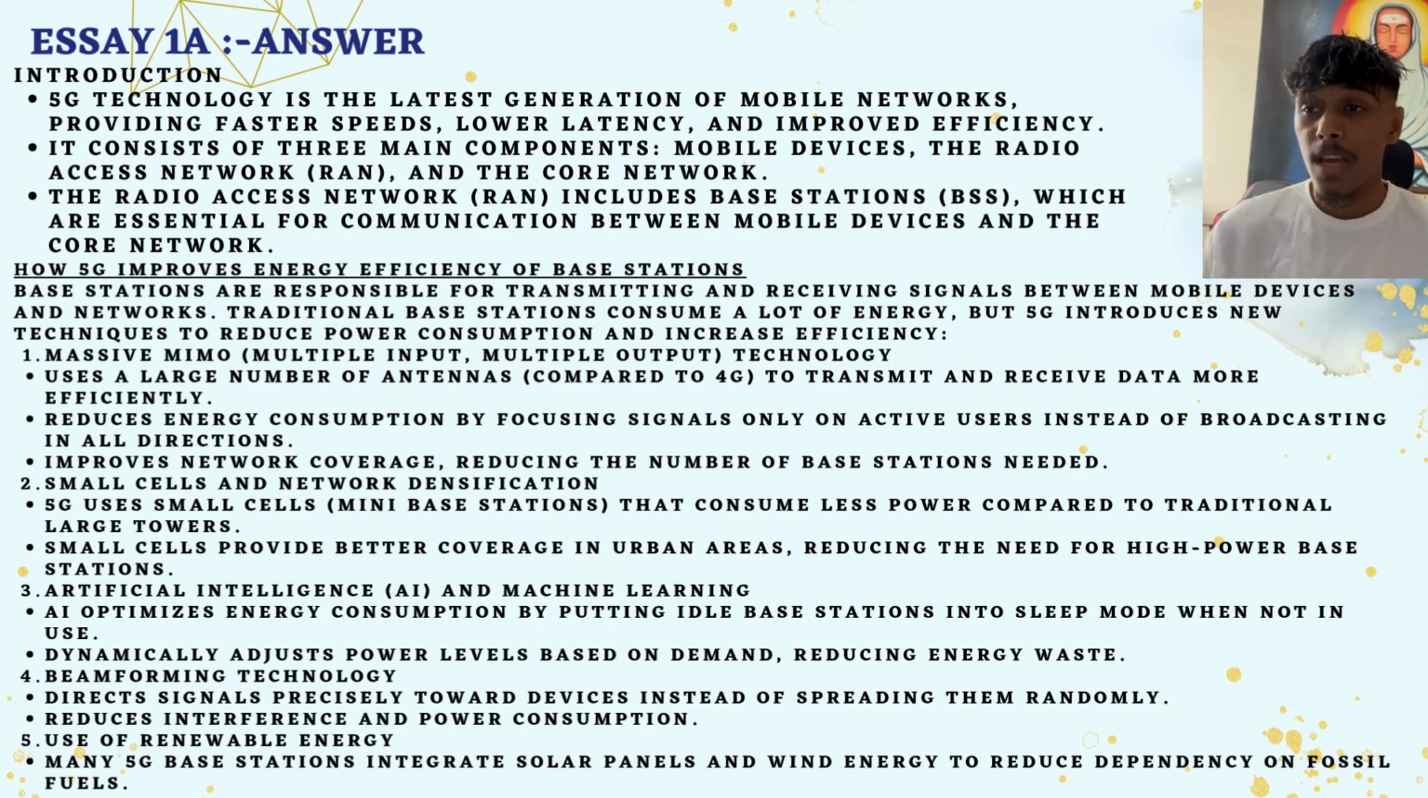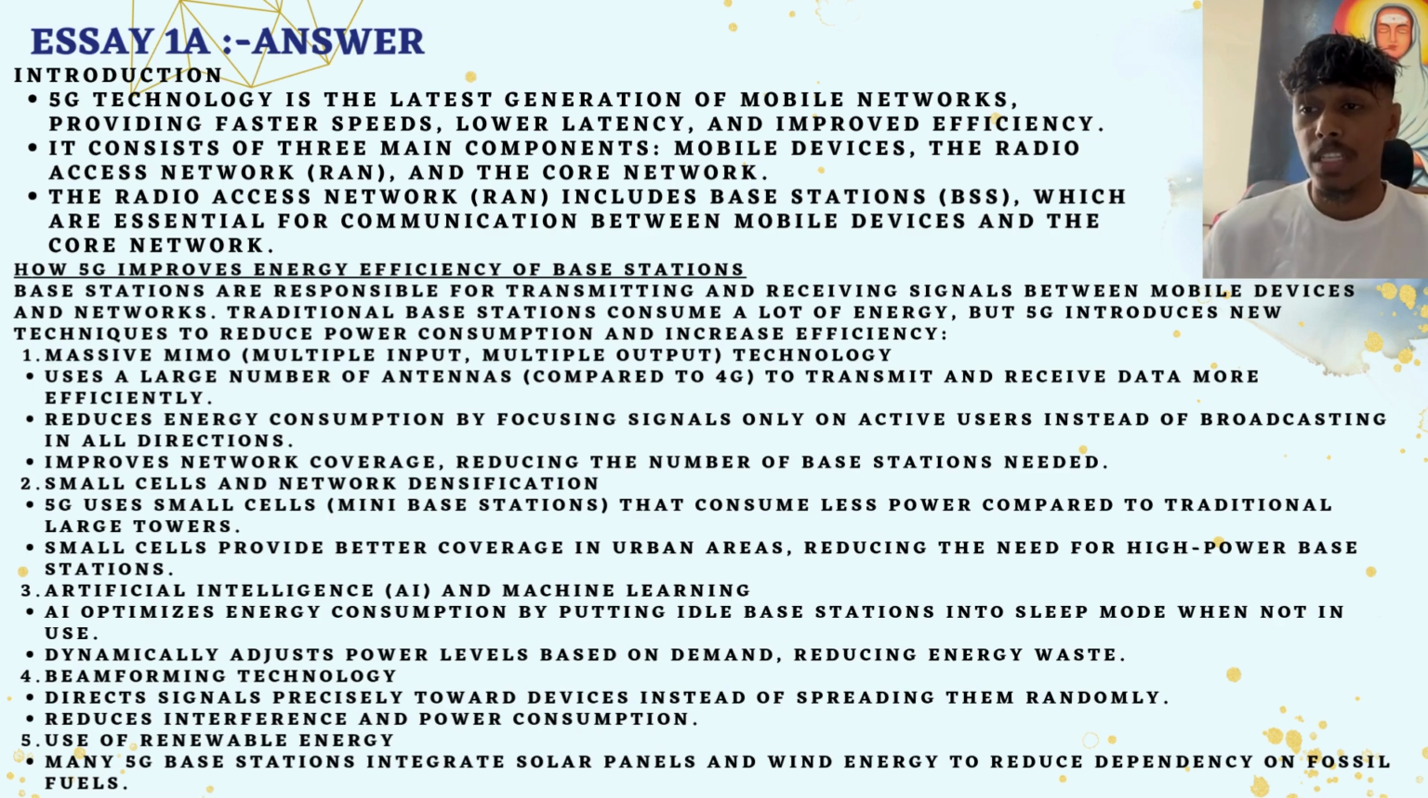Firstly, massive MIMO, multiple input multiple output technology, uses a large number of antennas compared to 4G to transmit and receive data more efficiently. The second point is small cells and network densification. 5G uses small cells, mini base stations that consume less power compared to traditional large towers.